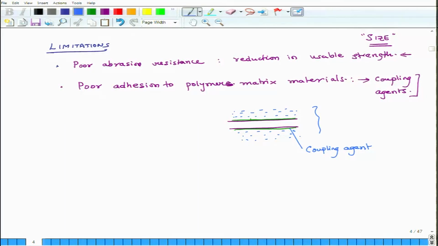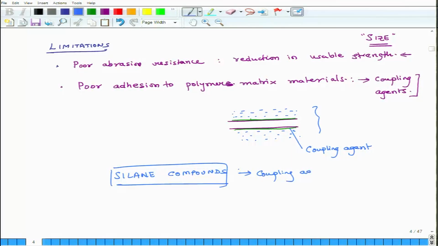A very popular class of coupling agents are silane compounds. There are different types of coupling agents, but silane compounds are a category of chemicals that are very popular coupling agents. So, this is how you handle the first and the second limitation.